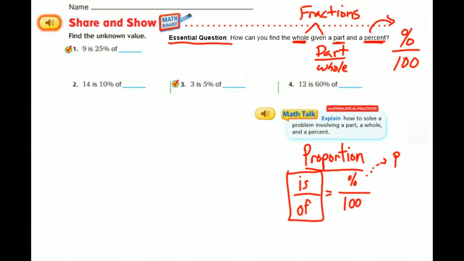Now, let's look at our first example. We're going to go over here. We're going to work through example 1. As I read, 9 is 25% of a number. I want to highlight, underline some key pieces of information. For example, I'm going to put a box around the 9 is. I'm going to underline my percent, and as for this of, that's really what we're looking for. That's going to get our variable.